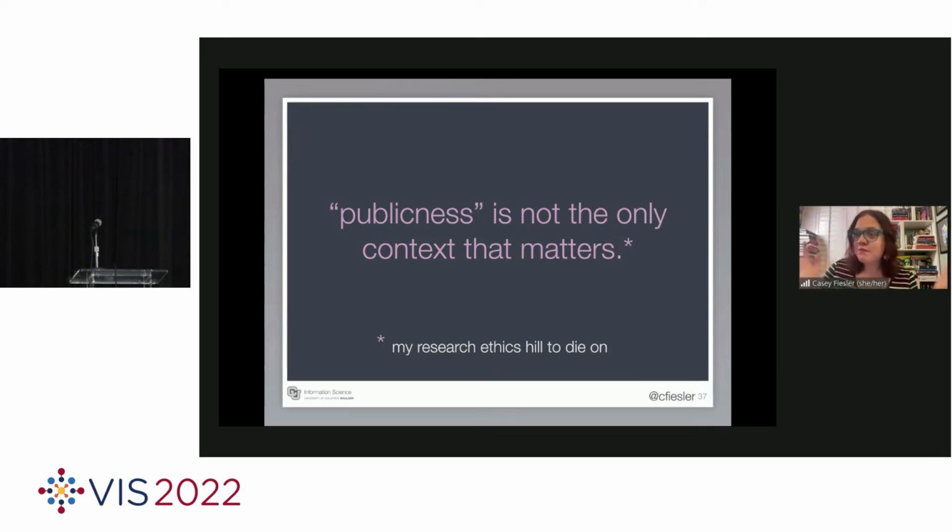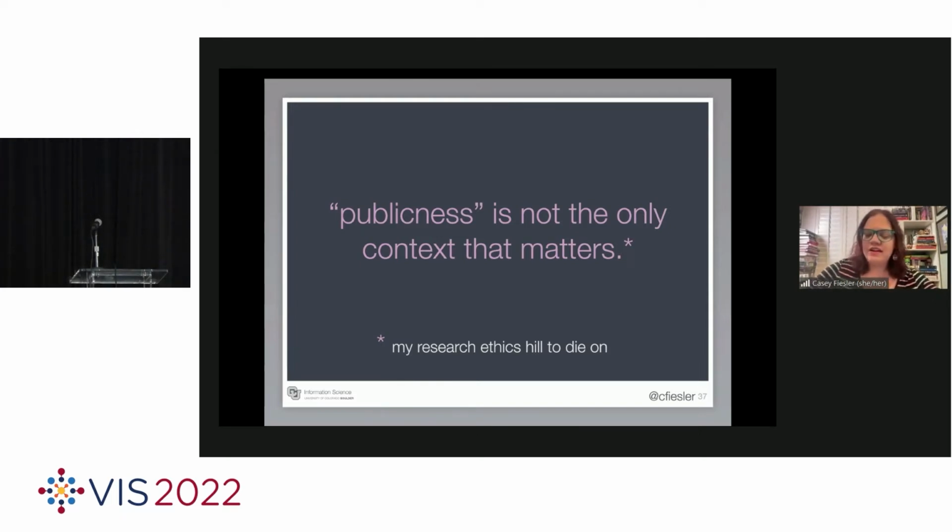Like, probably don't study non-public data. Don't go into a private Facebook group and use their data. But once you pass that bar, there are a lot of other things you should be thinking about as well. And that's some of the provocation I'm trying to provide today.